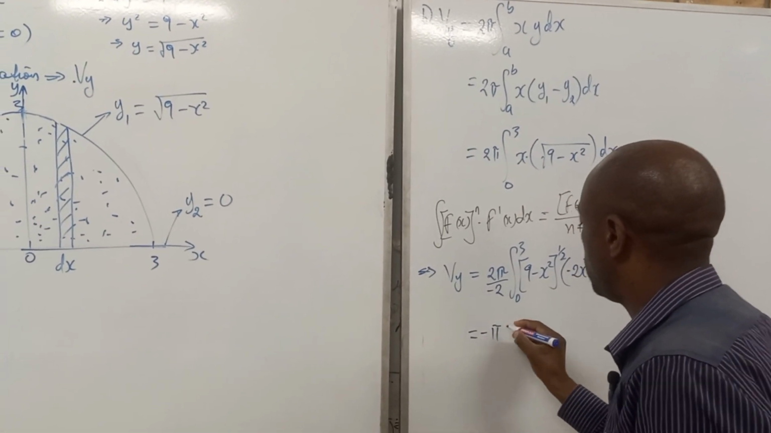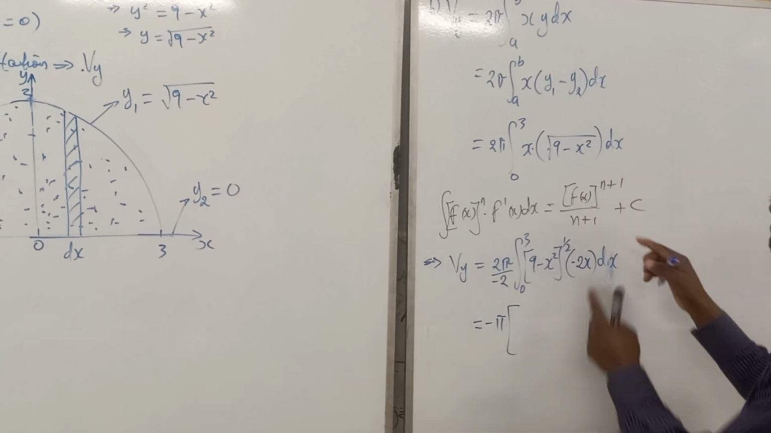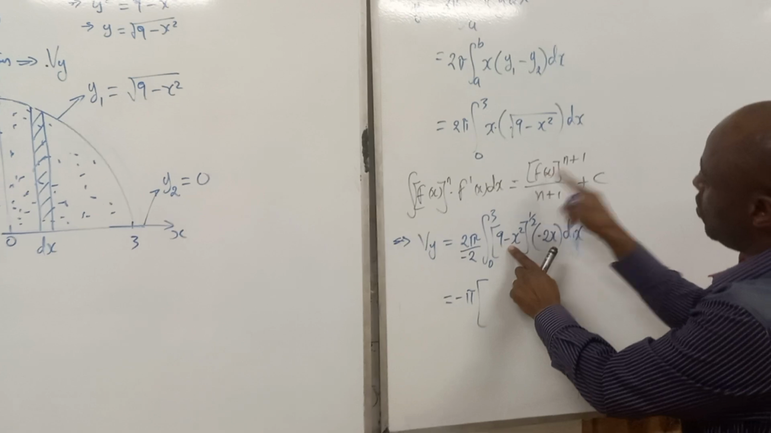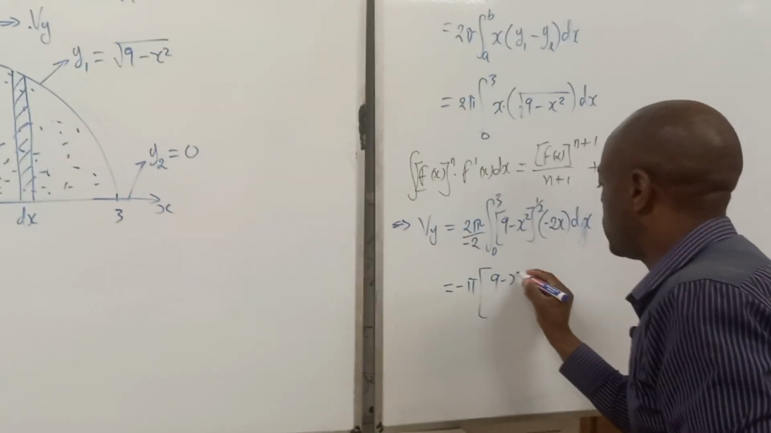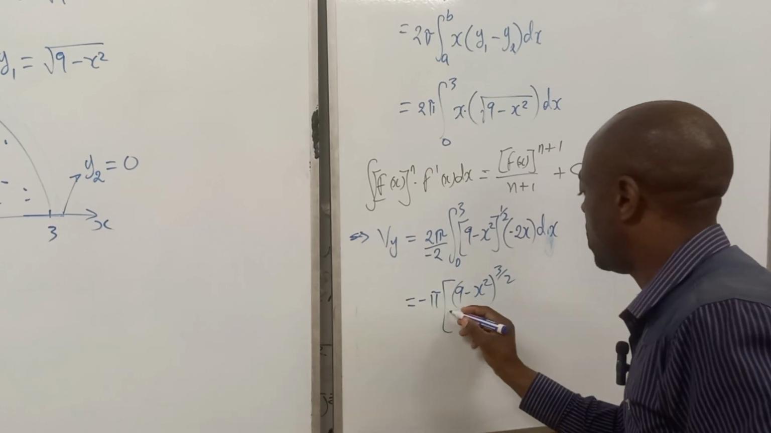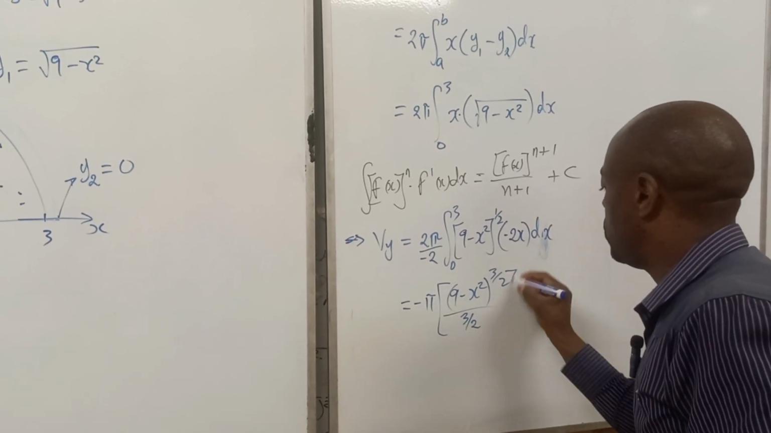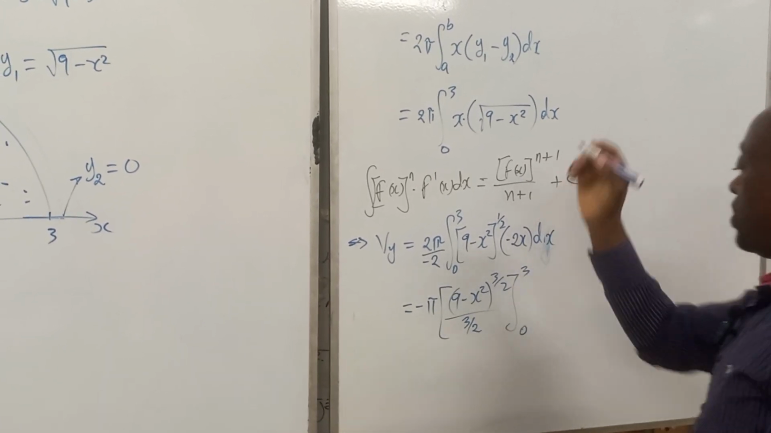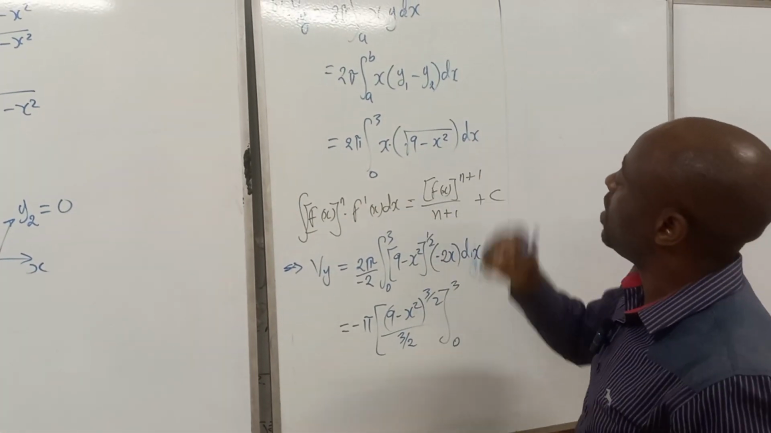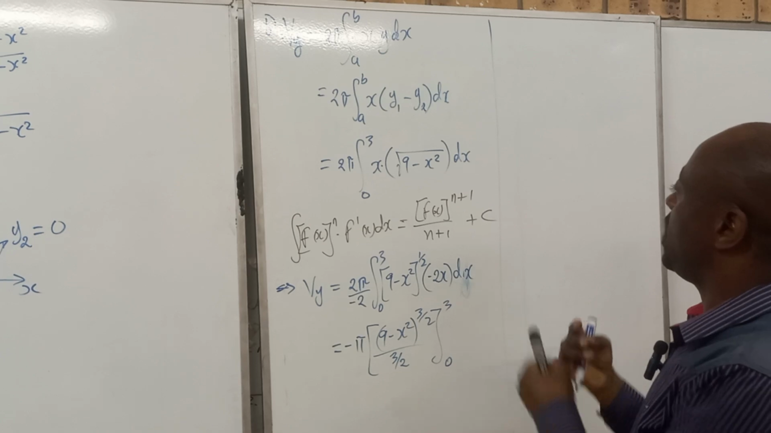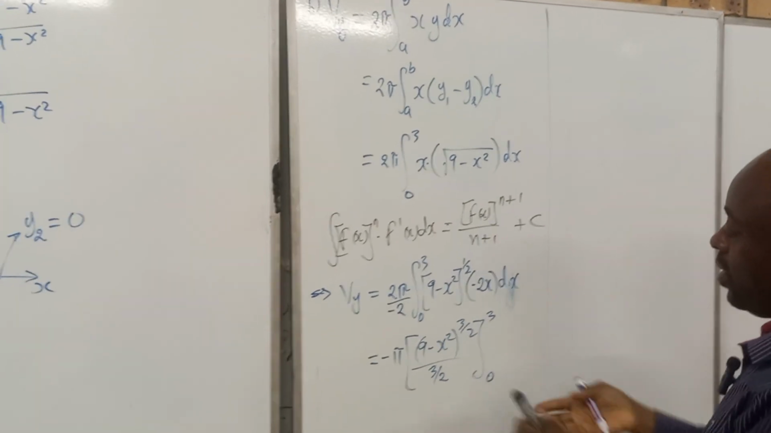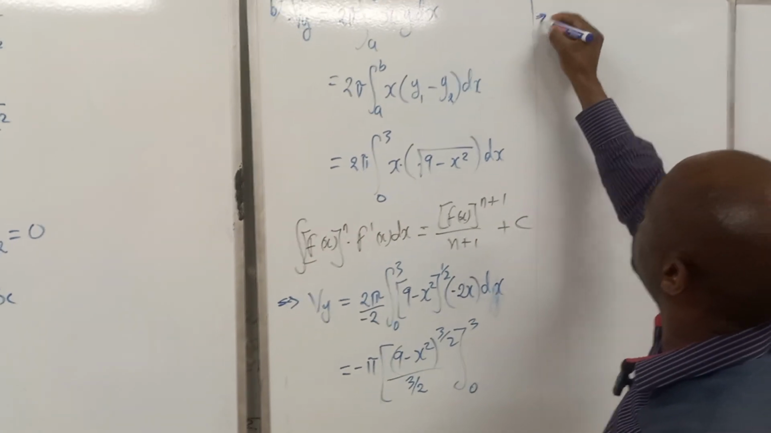So I'm left with -pi outside to write my answer, and then use the right side. The f that I put there must go there. So I will get 9 minus x squared to the power 3/2. You see the power is increasing by 1, divided by 3/2, from 0 to 3. What I've done there is the same thing as somebody saying let u be equal to 9 minus x squared. You get your du/dx, you make dx the subject, and so on, and you do your u substitution properly. So it's now time to substitute my limit.